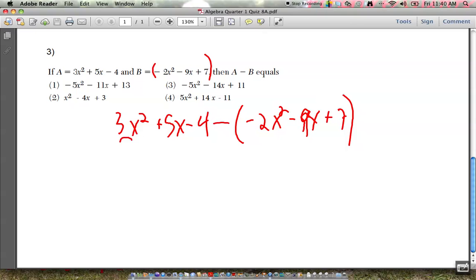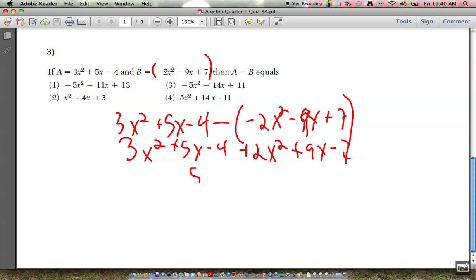Now, the next step is always the step where you show every sign being changed. So this is 2x squared plus 9x minus 7. And then 3x squared plus 2x squared is 5x squared. 5x plus 9x is 14x. And negative 4 and negative 7 is negative 11. You know what's funny? The first 5 or 6 papers I graded all got this one wrong.